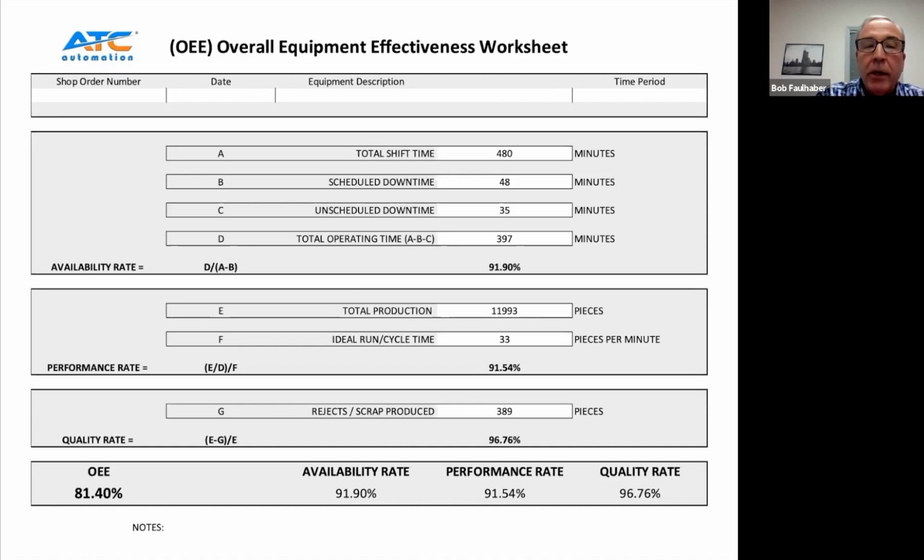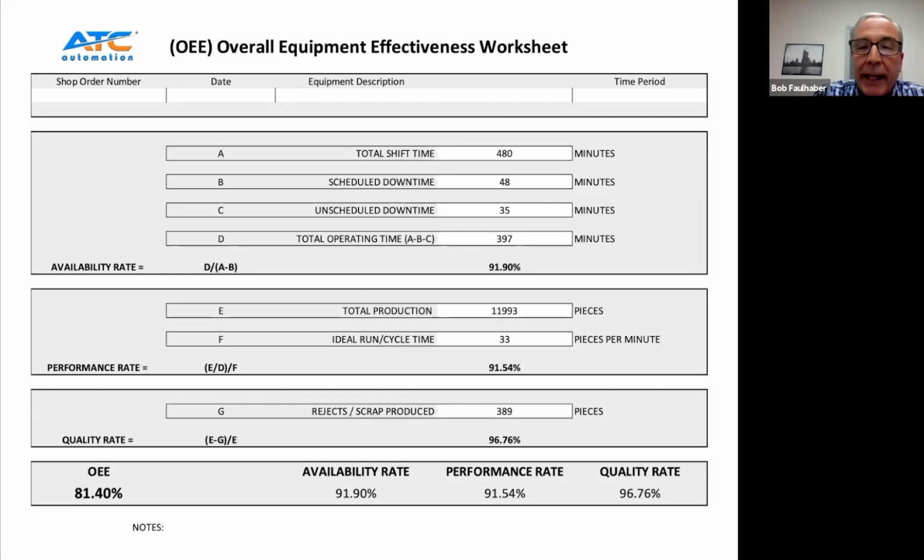Before we can go to the next value, we have to identify over those 397 minutes how many pieces of production we actually produced. We actually produced 11,993 pieces. And we know also that based on the design of that equipment, or perhaps the requirement of the customer, this machine is supposed to cycle by design at 33 pieces per minute.